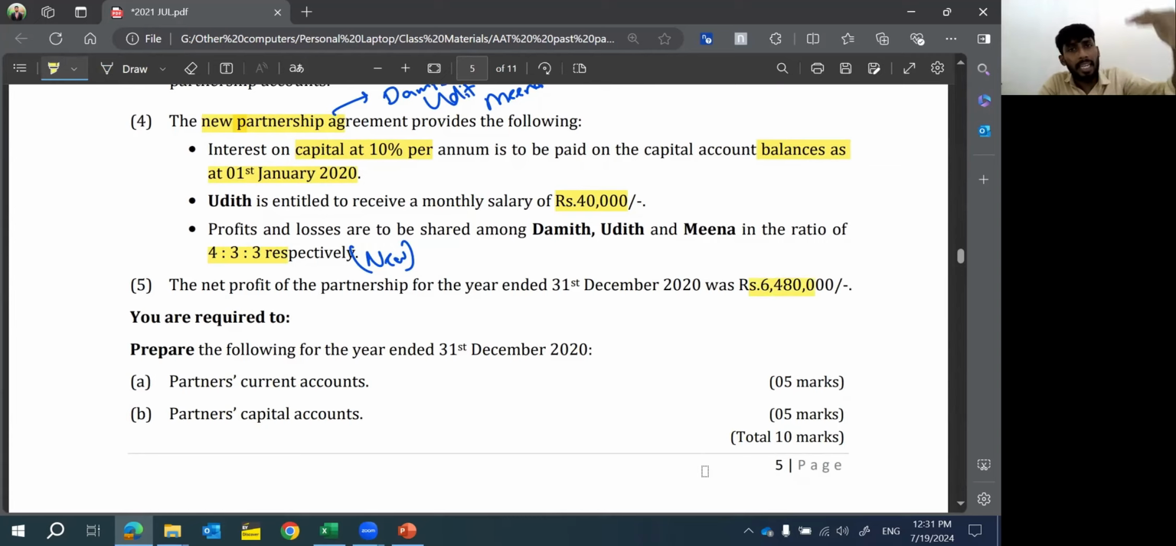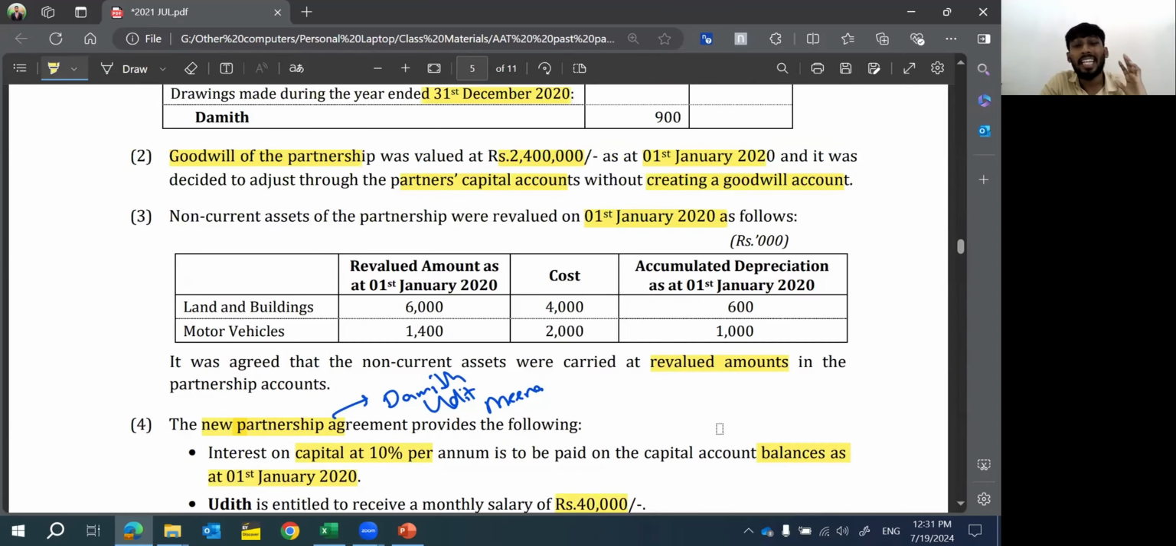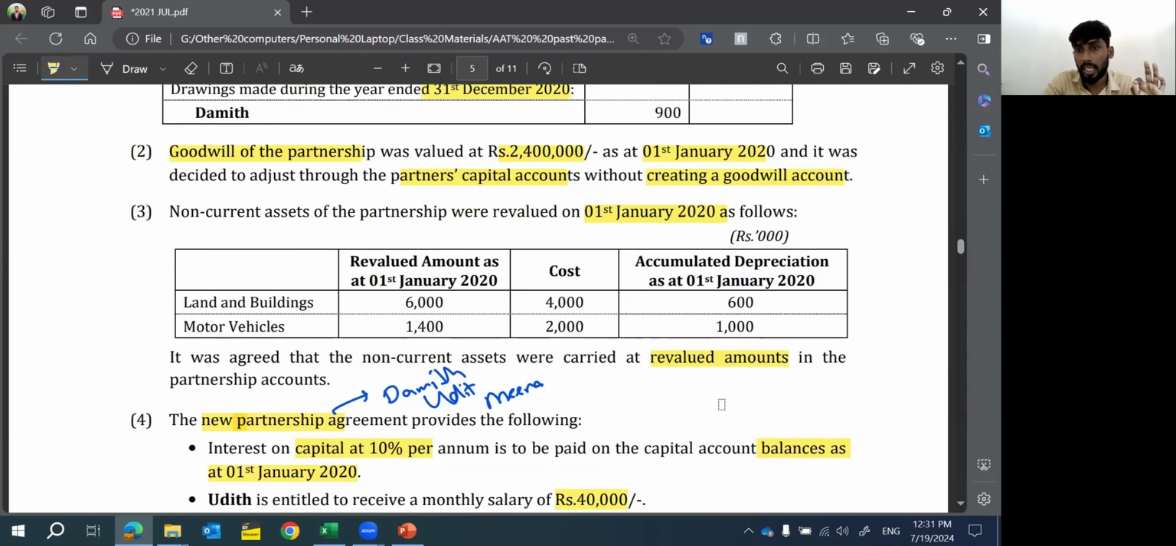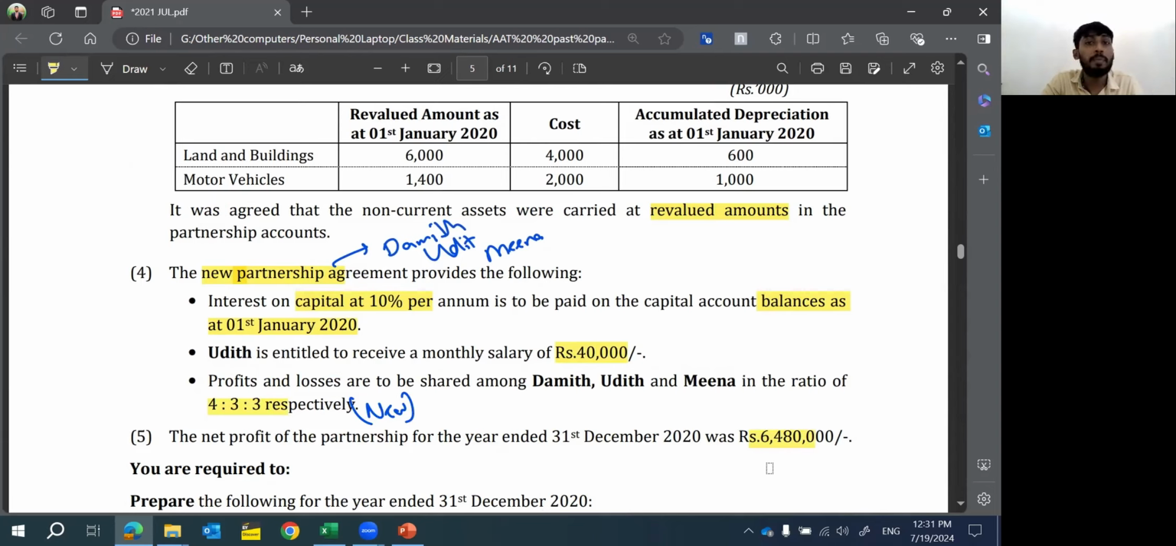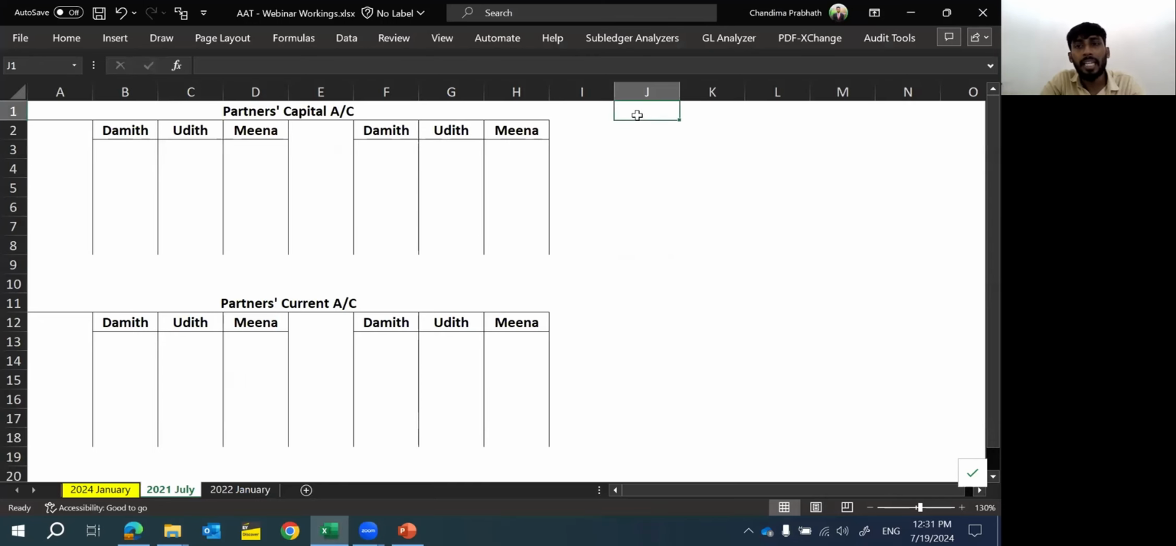Now, when I read this question, there were no adjustments required to the profit. So we can directly split that profit, my dears. Clear. So we can do a working for that also.